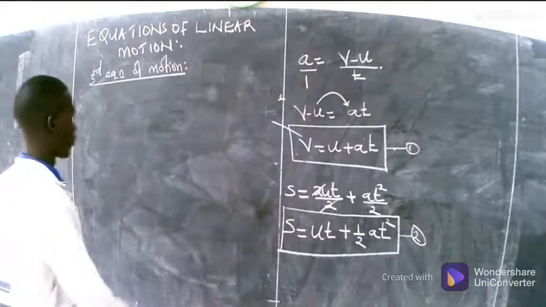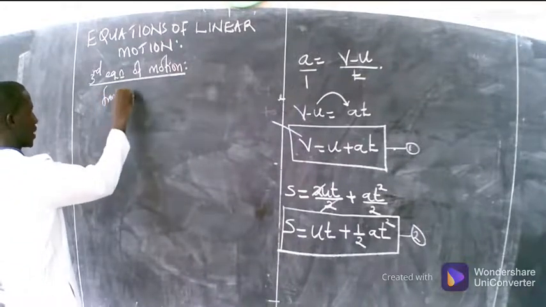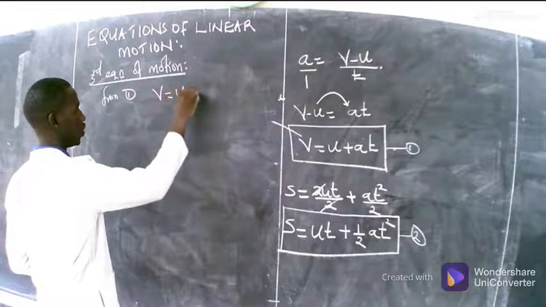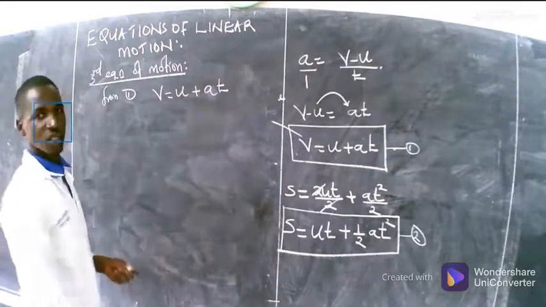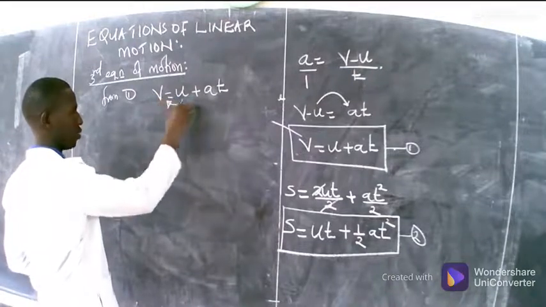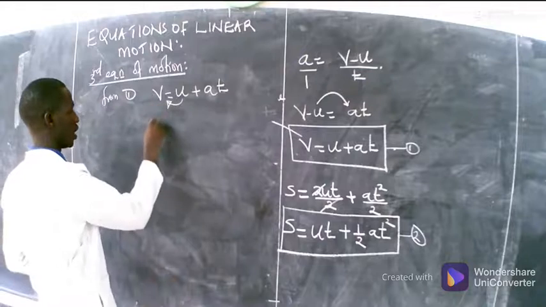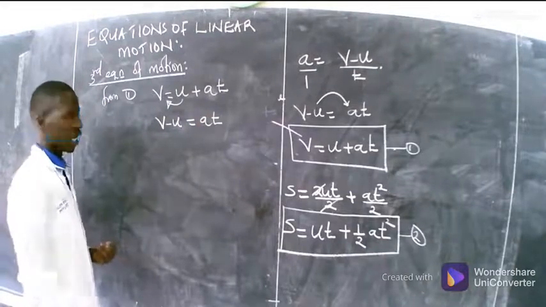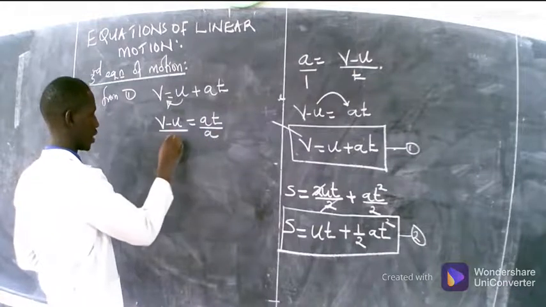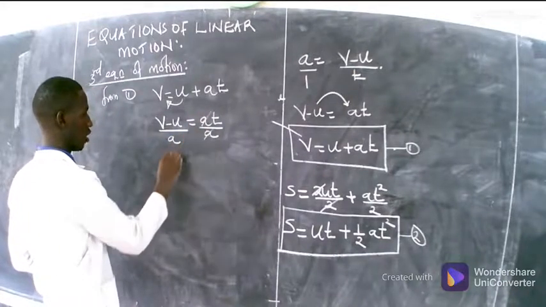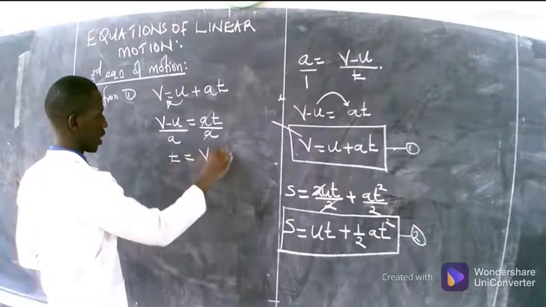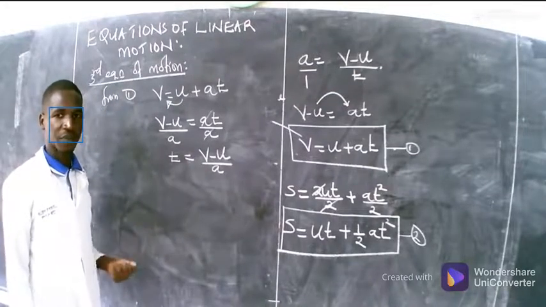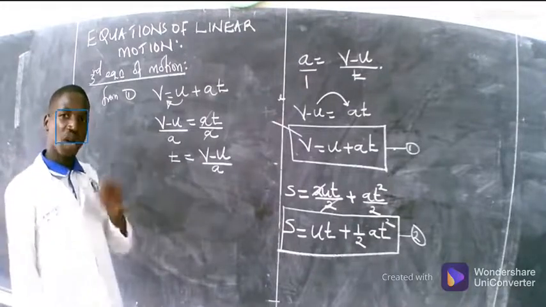From the first equation, we make t the subject of the formula. So far we have v equal to u plus at. So we bring this on this side. Remember, our main aim is to make t the subject of the formula. So we shall get v minus u equal to at. Want t the subject of the formula? So you divide all through by a. This a will go with the other a. We shall have t equal to v minus u, over a. This is making t the subject of the formula. Then after making t the subject of the formula, you go to the second equation.